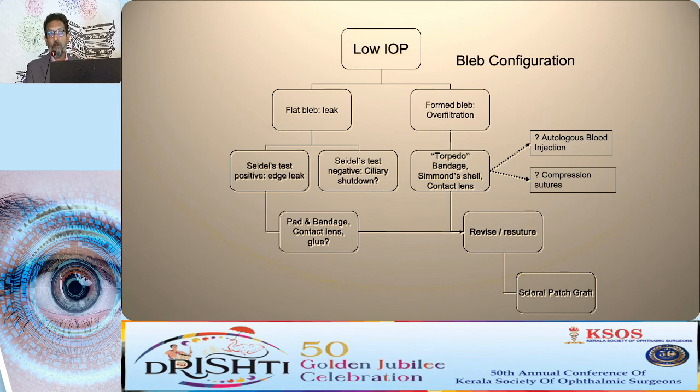You roll up a pledget of cotton wool till it's a nice hard little spindle-shaped thing, and put that over the eyelid and tie a pad and bandage over it. You can use Simmons shell, which is just designed for that. You can use a large diameter contact lens, again providing a little bit of pressure over the bleb. And you can try fairly innocuous interventions like autologous blood injection and compression sutures. If these don't work, then you have to go and revise and resuture or find out why it's overfiltering. And sometimes you may even have to go on to doing a scleral patch graft.